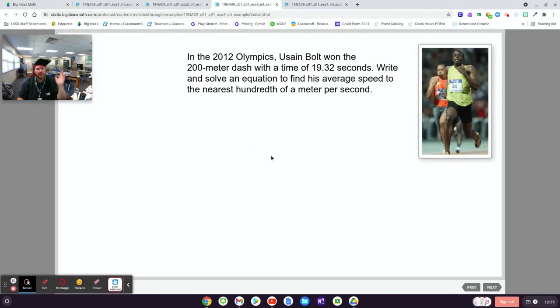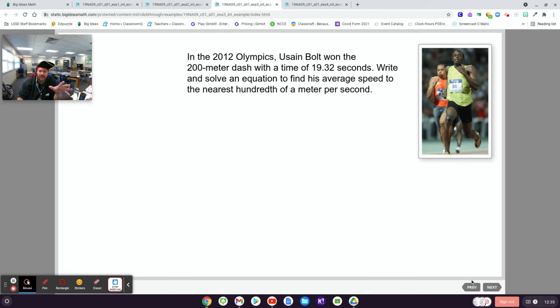And here's the first one we're going to go through. In the 2012 Olympics, Usain Bolt won the 200-meter dash with a time of 19.32 seconds. Write and solve an equation to find his average speed to the nearest hundredth of a meter per second. Okay, what operation do you think we're going to have to do in order to find the average speed? If you said division, you are correct.